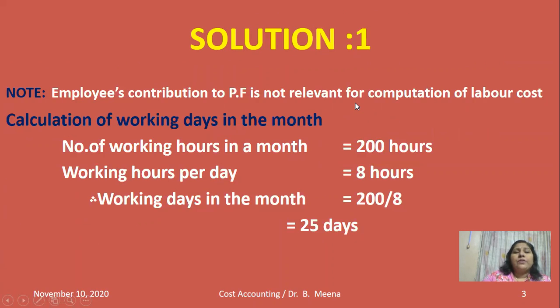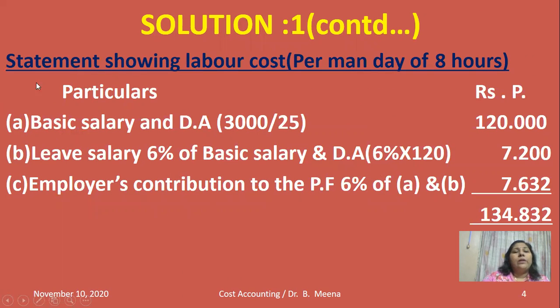Okay, let me check the solution, how I work out the labor cost. Statement showing labor cost per man day of 8 hours. On the left hand side, I have particulars. On the right hand side, rupees and paise. The first item I show here is basic salary and DA, 3000 per month. 3000 is for a month. I want to convert it to a day, so I have to divide by 25 days. So 3000 divided by 25 is 120 rupees.